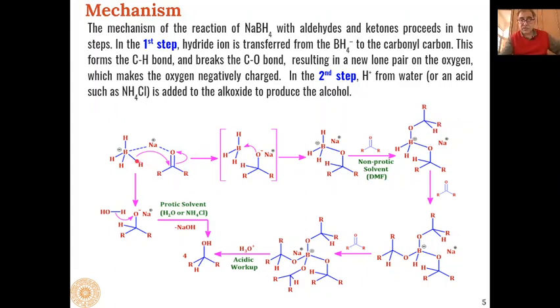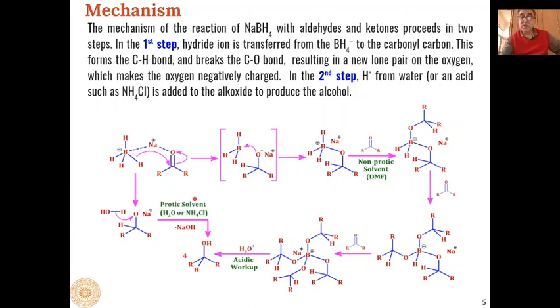Now, when hydride from the sodium borohydride is shifted to the carbon of the carbonyl, this will create a negative charge on the oxygen, and sodium from the sodium borohydride will get attached to this oxygen. When we have a protic solvent, either water or ammonium chloride, it will give its proton to the negative oxygen, and sodium hydroxide will be formed, and we will get the final product in the presence of a protic solvent through this mechanism.